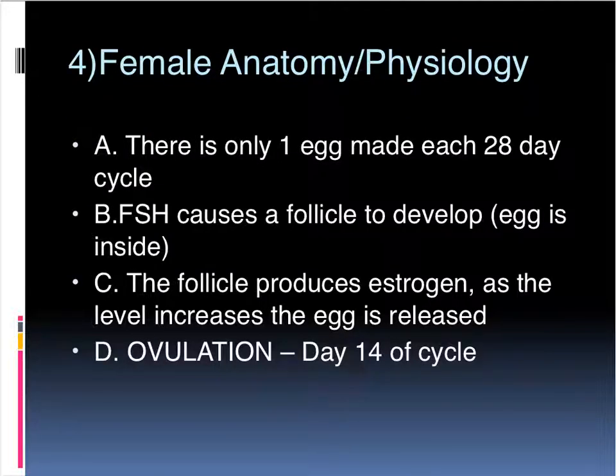Now let's contrast the female anatomy. A, in the female anatomy, there's only one egg made each 28-day cycle. B, the FSH causes the follicle to develop. The egg is inside. C, the follicle produces estrogen, and as the levels increase, the egg is released. D, ovulation is usually on the 14th day of the cycle, or day 14.